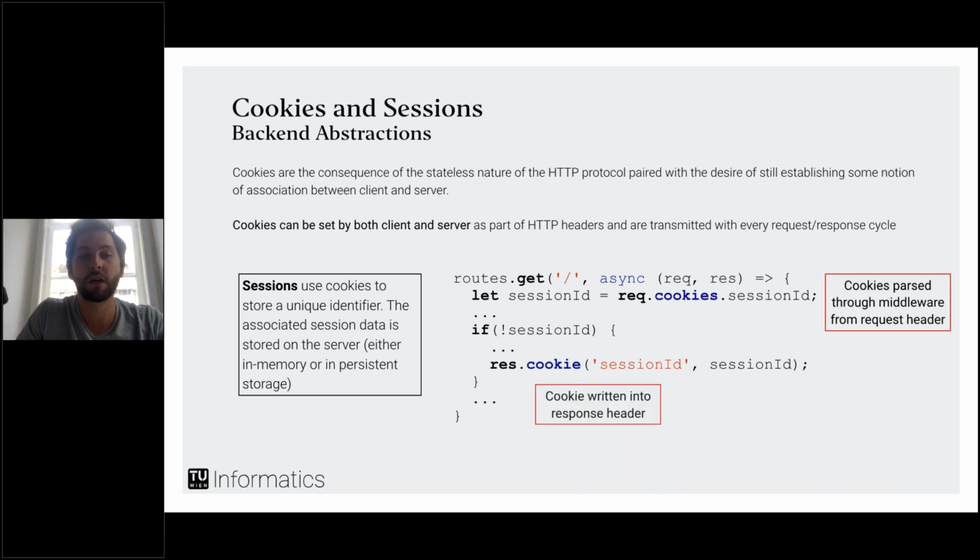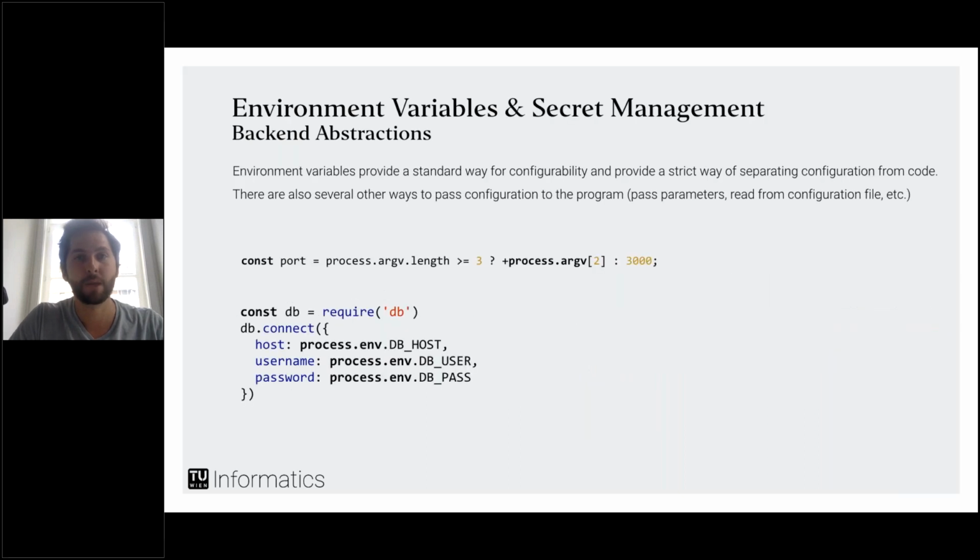Now, if you want to set a cookie, you say response.cookie. That's just a set method where you provide the name and then the value, and then this is written into the response header. And then the next time you have a turnaround, this will also come into the request header.